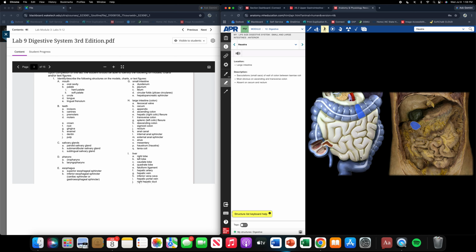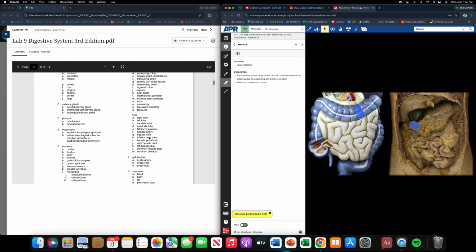So that's why feces doesn't always come out as small individual clumps, although sometimes it does. Okay, I believe that's most of your large intestine structures. So we can go into some of our accessory organs.